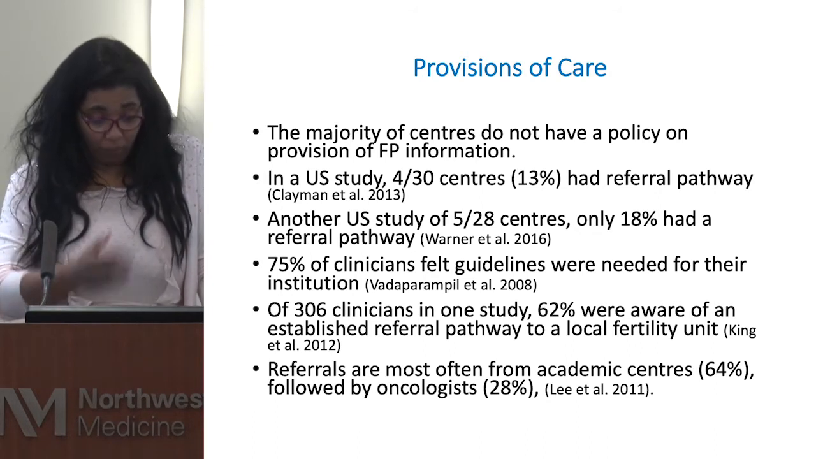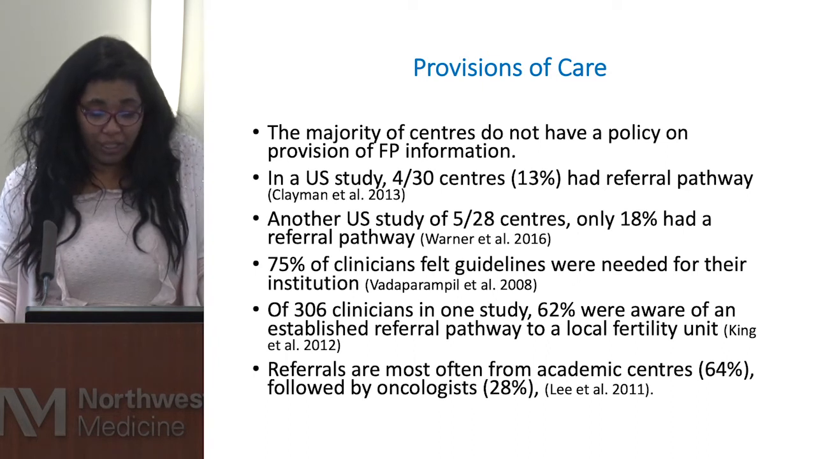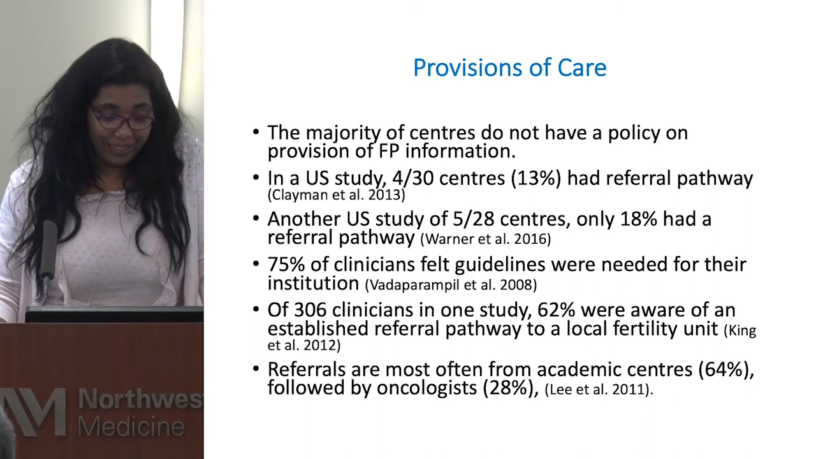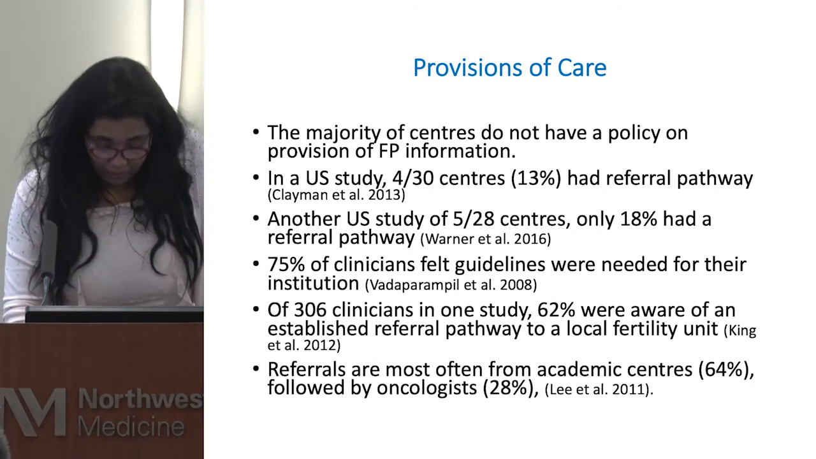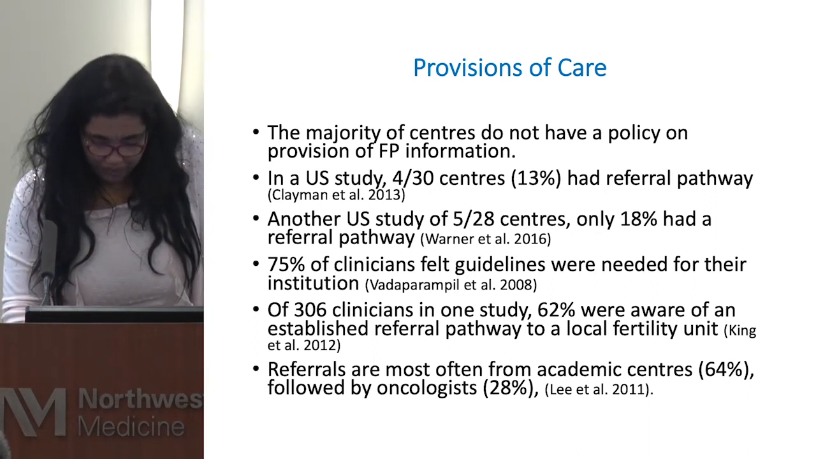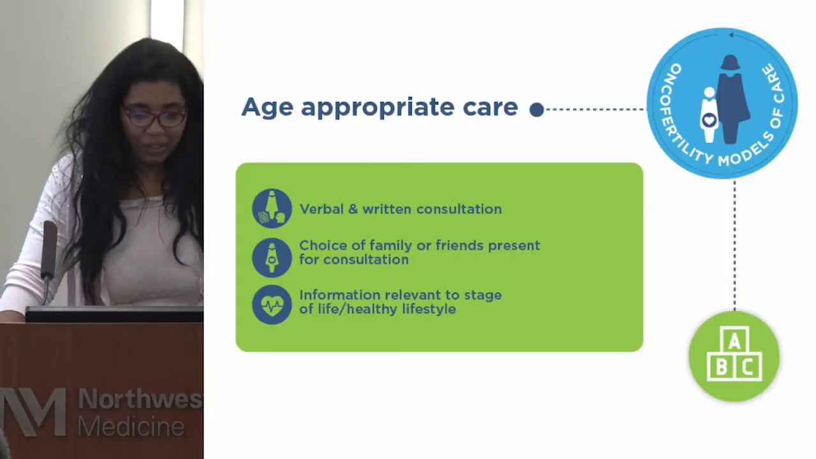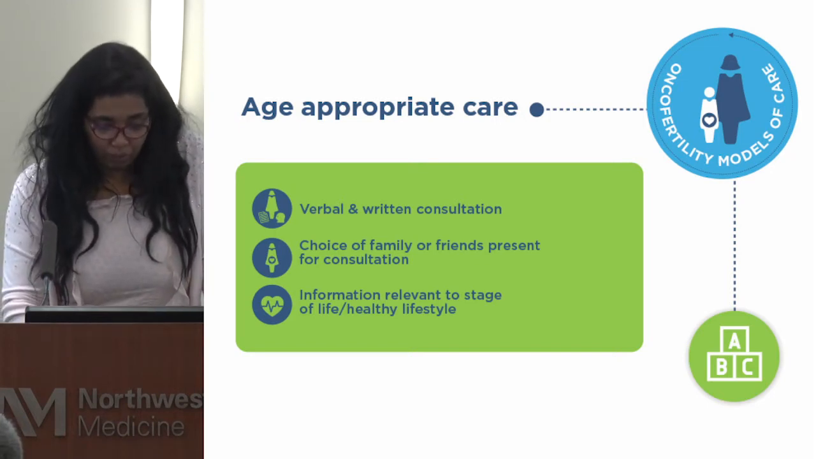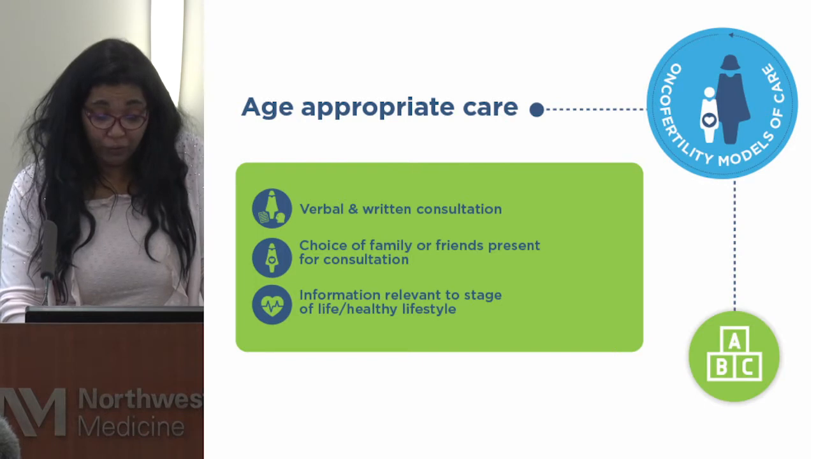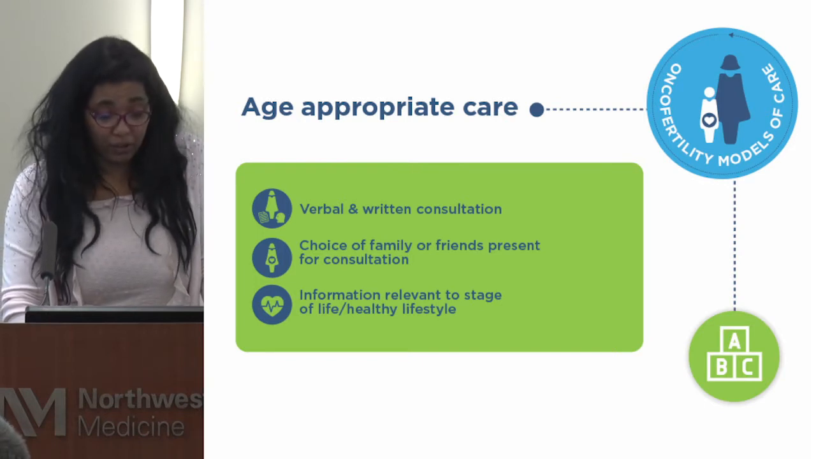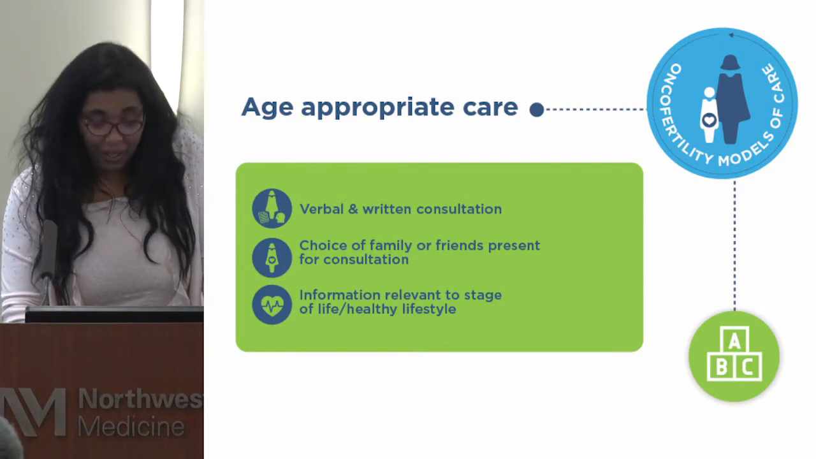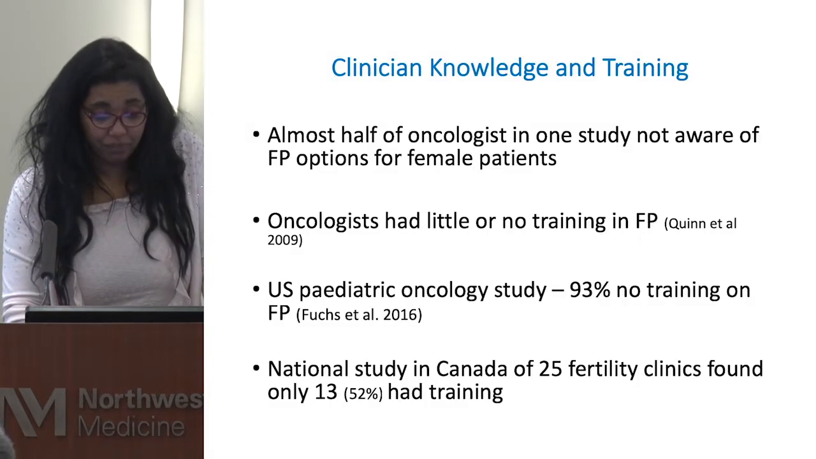And when we looked at the data on provisions of care, we're still seeing that many of the referrals are from academic centres. So really important to think about those patients that are in rural and regional communities. So when we think about age-appropriate care, we've got 3 highlights: needing age-appropriate verbal and written consultation, a choice of family or friends present for the consultation, and information relevant to the stage of life and lifestyle that patient has.